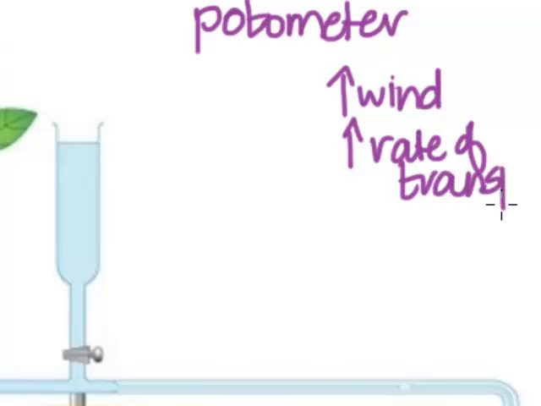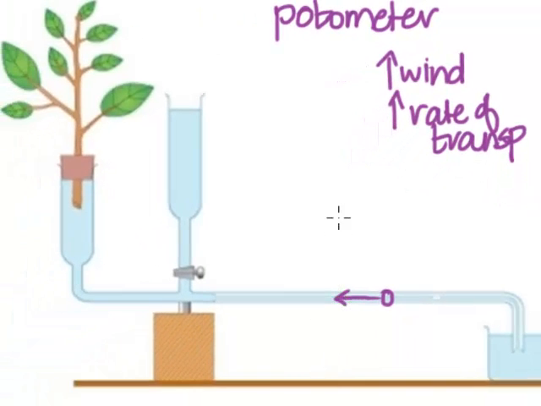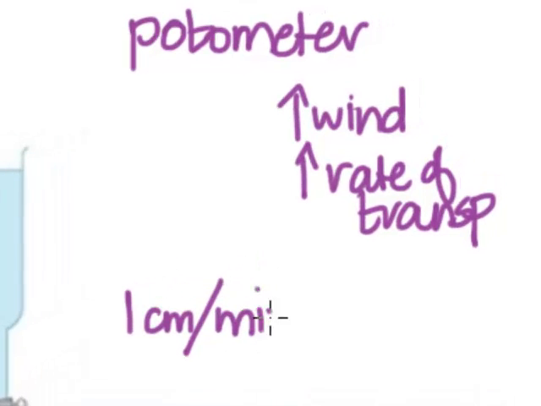And of course, we could set up our pedometer. And if you've forgotten how the pedometer is set up, you need to go back to lesson 2 of week 17, where we explained this in detail. The pedometer then would show us, we would establish the normal rate of transpiration. Let's say it was that the air bubble moved 1 centimeter per minute.